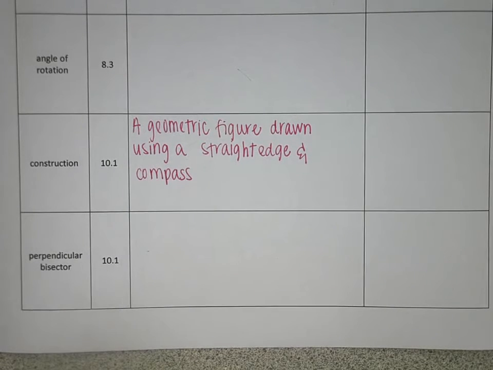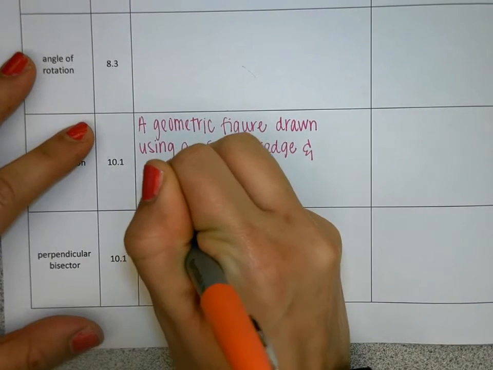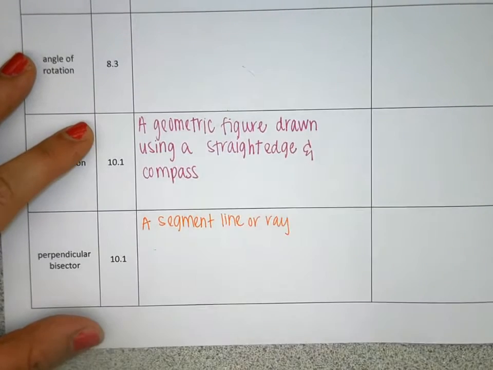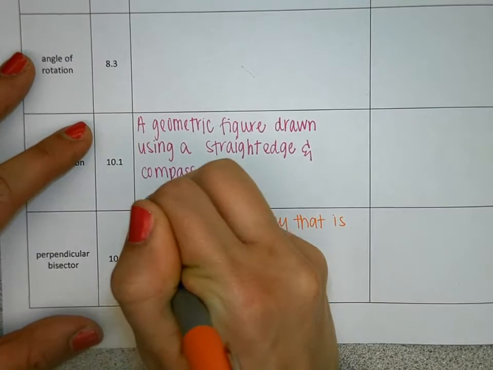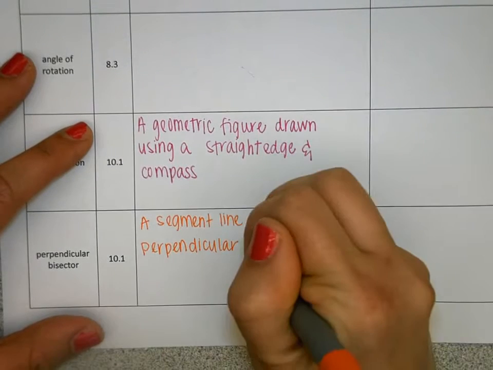We're going to be constructing segments, angles, and all sorts of different things. On Monday, we're going to be constructing triangles and squares using these materials. But today we're also going to be looking at perpendicular bisectors. So a perpendicular bisector is a segment, line, or ray that is perpendicular to a segment through its midpoint.